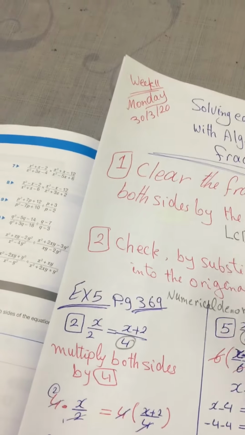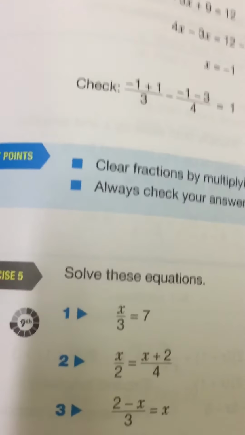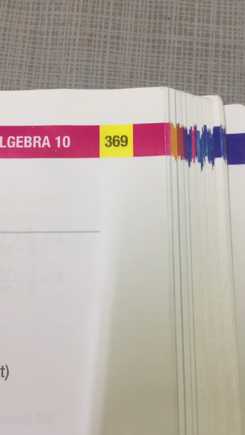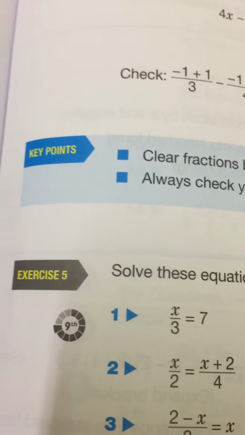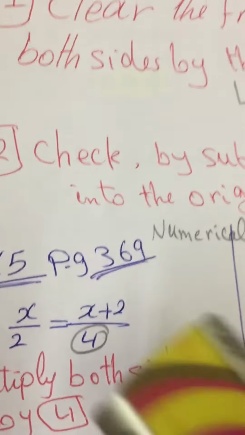Our lesson is very, very easy. I'll start with exercise 5 on page 369. So, open your book, page 369, exercise 5.